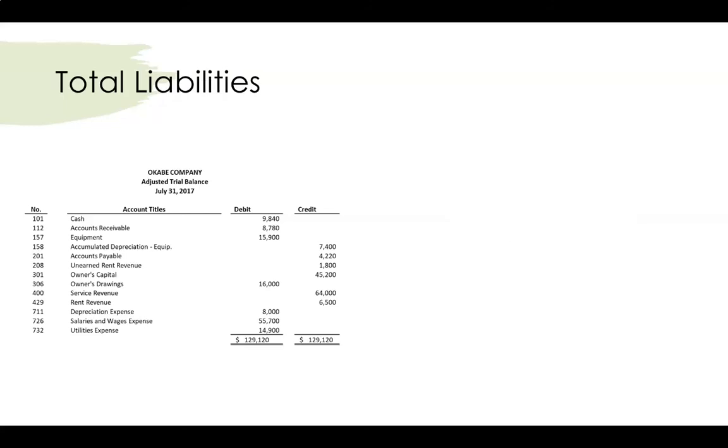Now, total liabilities. We have two liabilities here. We have our accounts payable, and like we mentioned earlier, unearned rent revenue is also a liability. So we add those up and we get our total liabilities of $6,020.